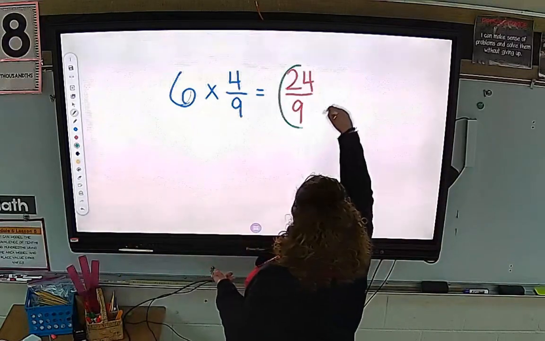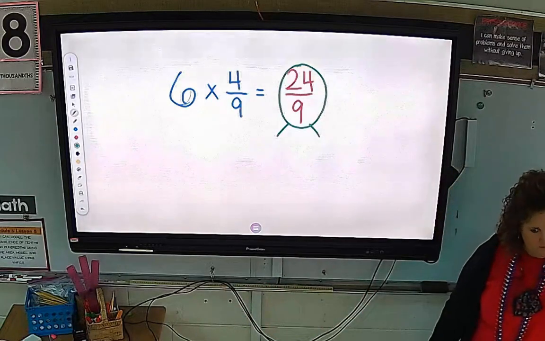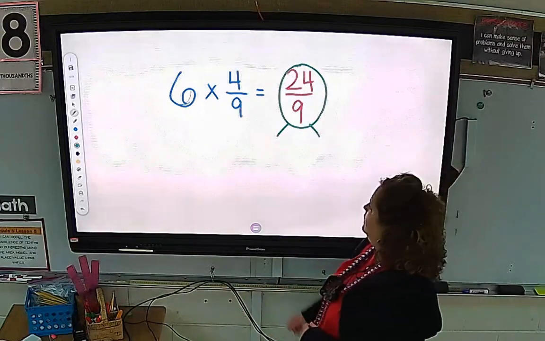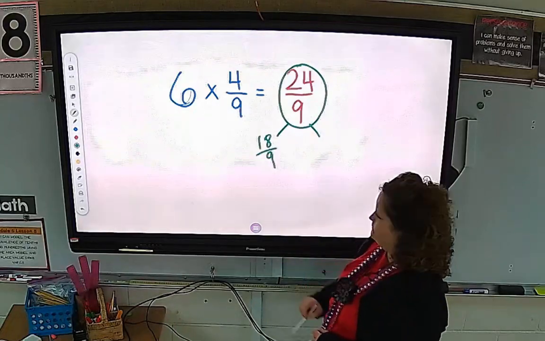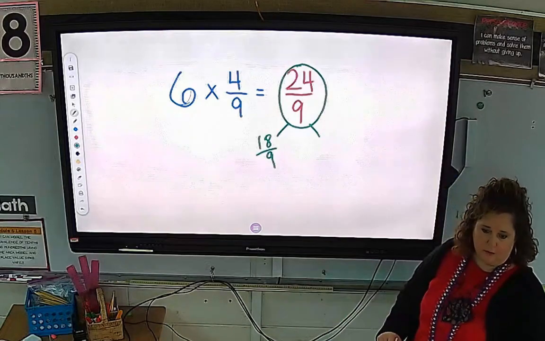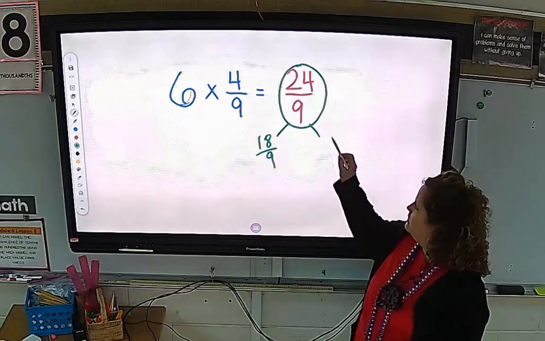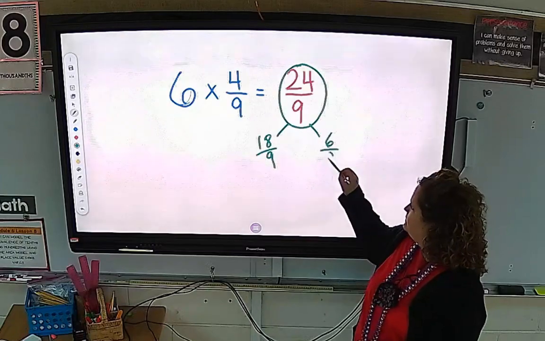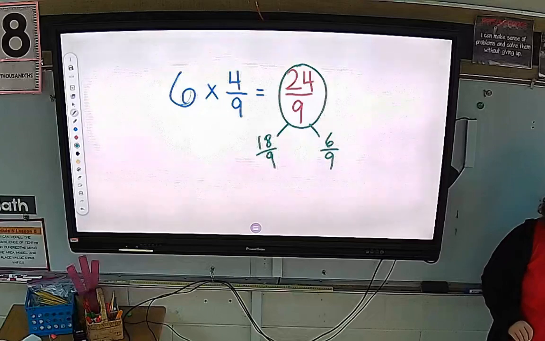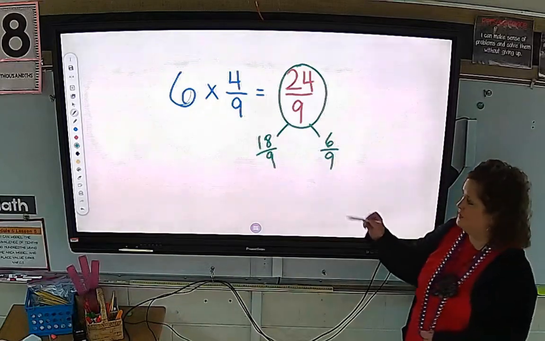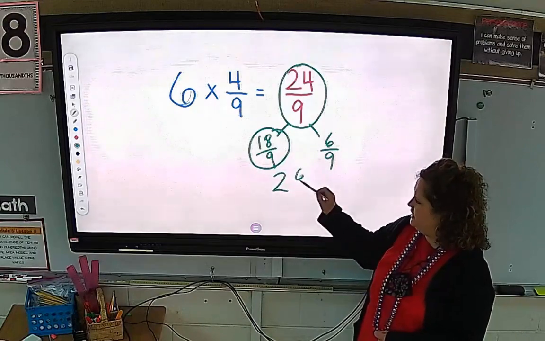And then we're going to number bond that and get what? 9 ninths twice, which would be 18 ninths. Okay. And what's the leftover piece? 6 ninths. Is that what you got? Except this turns into a what? 2. This is 2 and 6 ninths.